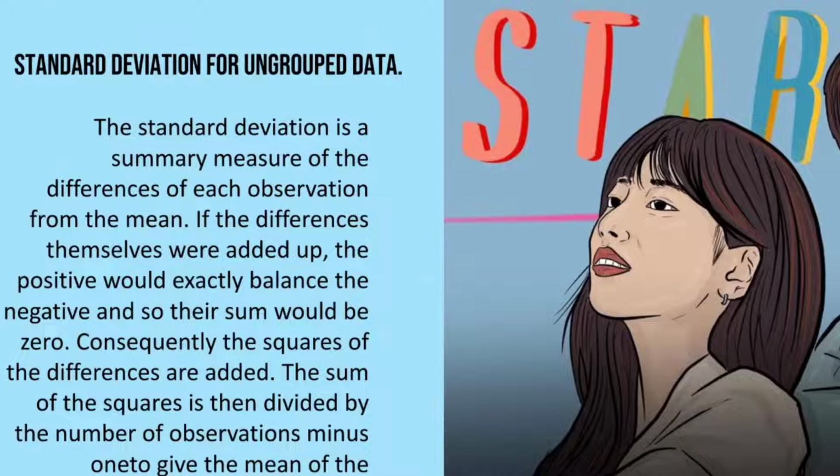Consequently, the squares of the differences are added. The sum of the squares is then divided by the number of observations minus 1 to give the mean of the squares, and the square root is taken to bring the measurements back to the units we started with.